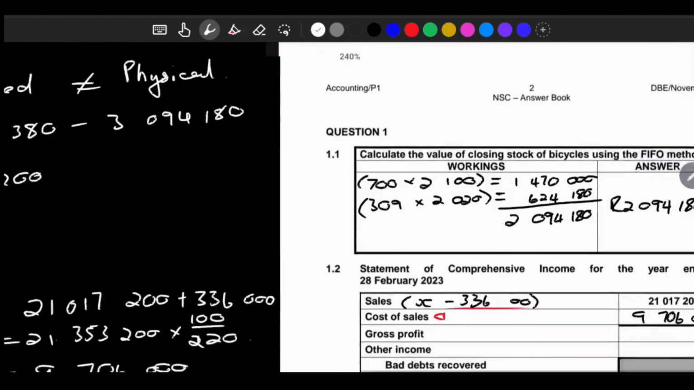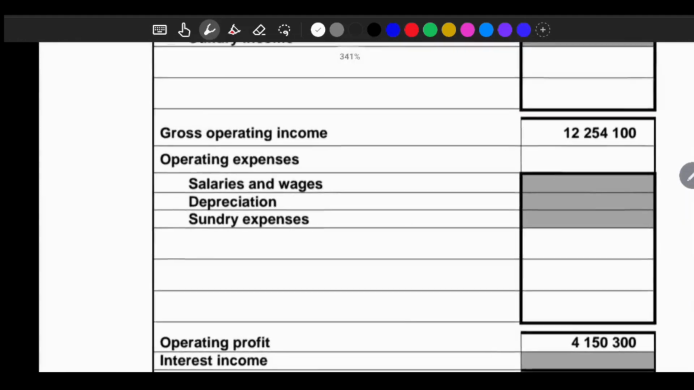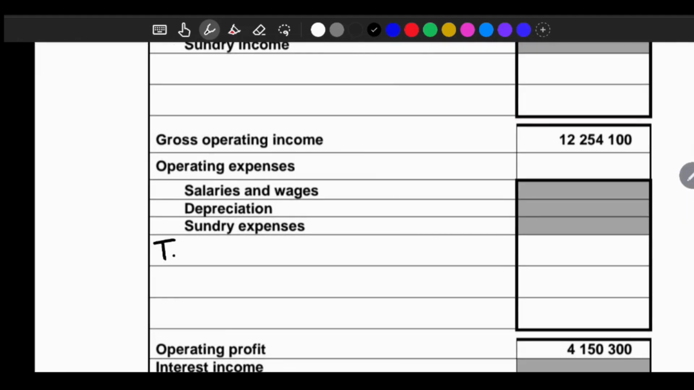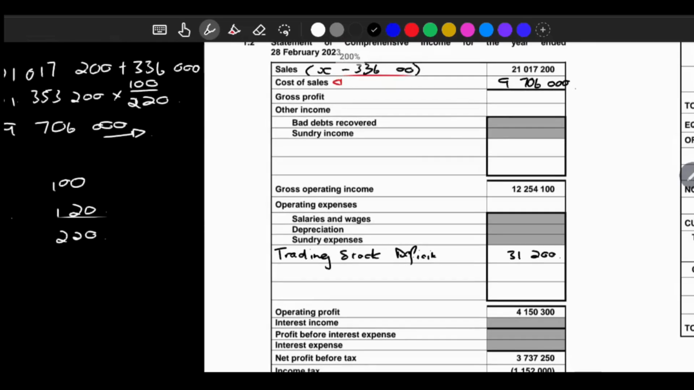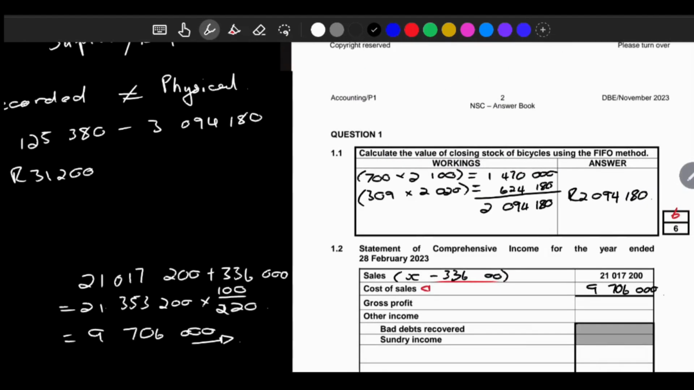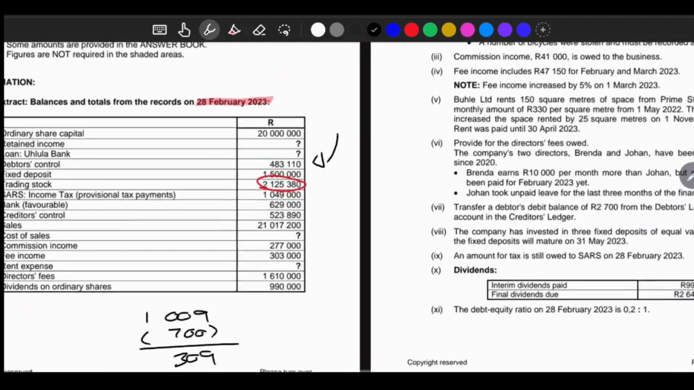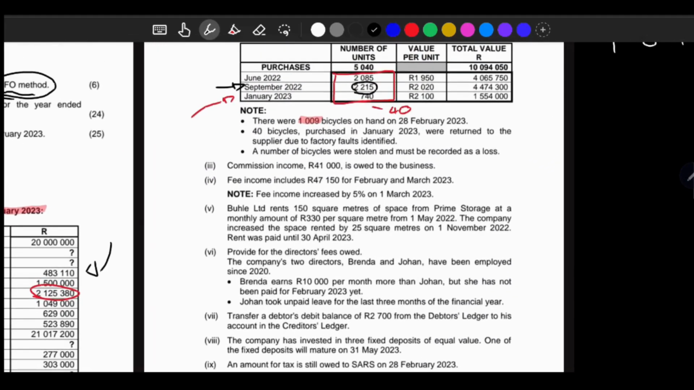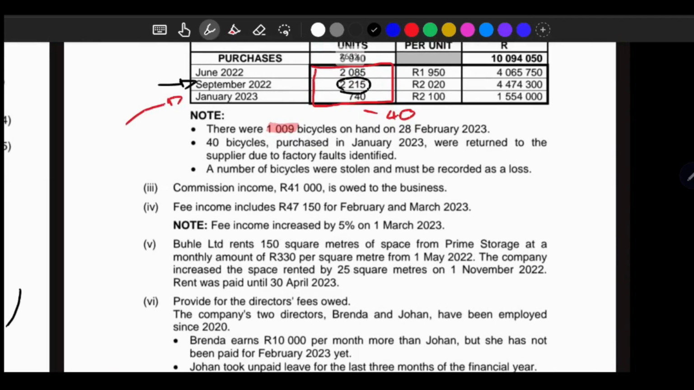31,200, right? And that is going to be recorded under our operating expenses as a trading stock deficit of 31,200, right? If it was a trading stock surplus, this would be in the case whereby the physical stock taking is more than the one that was recorded, and that would be recorded in our income, right? But once again, there is a video dedicated to just explaining that. Feel free to check that out if you still feel that you don't understand, right?